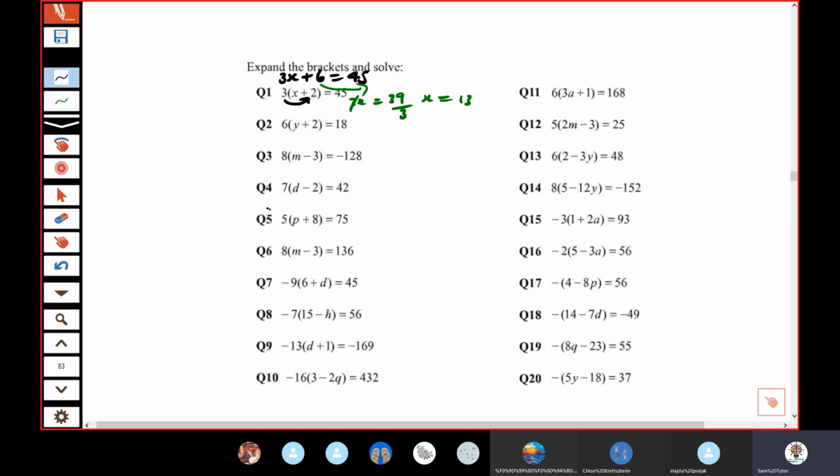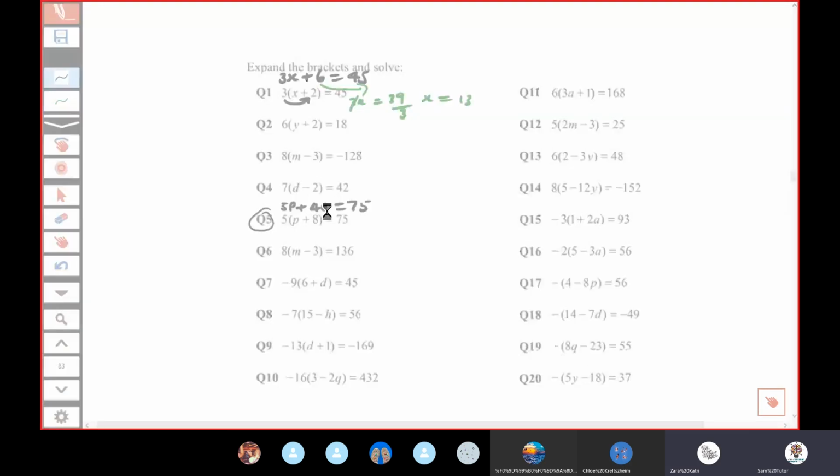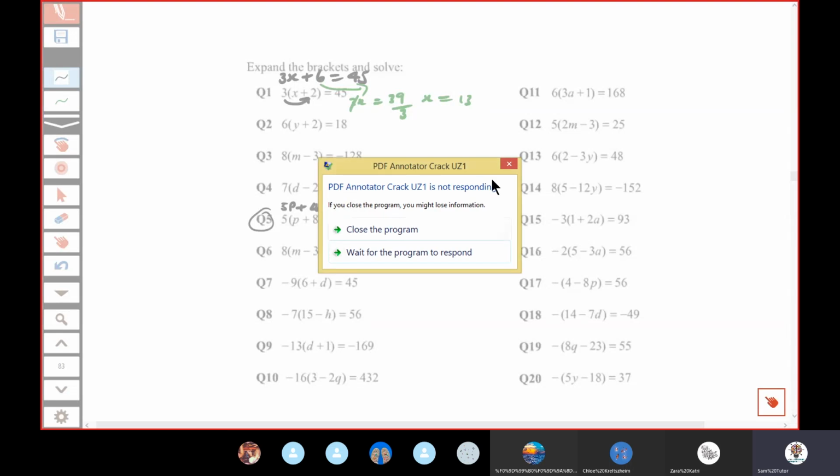Okay. Let's try question 5. Let's go with Zara. Let's do question 5. It becomes 5p plus 40. 5p plus 40 equals? Equals 75. Yep. That's okay. And then you're going to take away 40, which equals 25. Yep. So on.